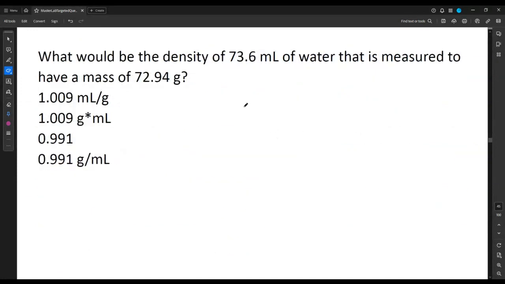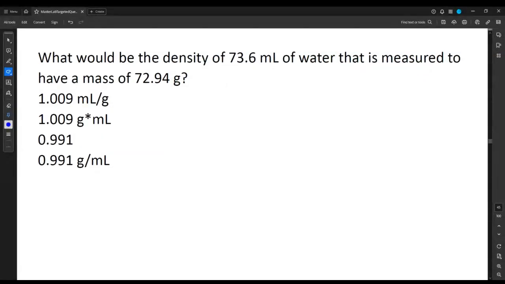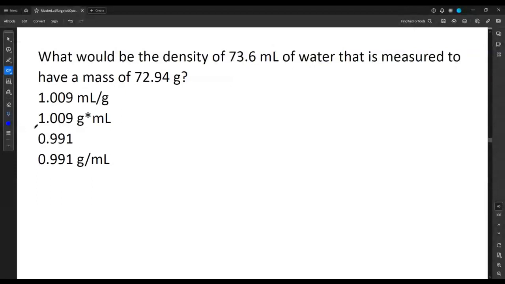Okay, so let's say that we have a sample of water and maybe it's not pure water, maybe it came from the faucet, maybe temperature and pressure are for some reason not normal, whatever. We've got water that we don't know the density of and we want to know the density. So same basic idea. Density is mass divided by volume. The mass is given to us in grams. Normally we wouldn't like grams, but that's fine here. So notice that our answer choices mostly include grams. We have 72.94 grams divided by the volume of 73.6 milliliters.